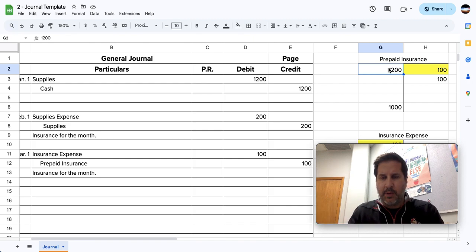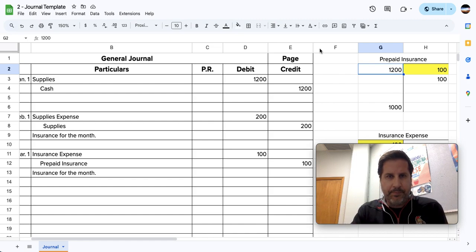But once I use it up, once it becomes an expense, it's no longer an asset or an item of value to the business. So on February the 1st, if someone bought the business, I would say, I have $1,100 worth of insurance left, and they would pay me $1,100. So that's the process.